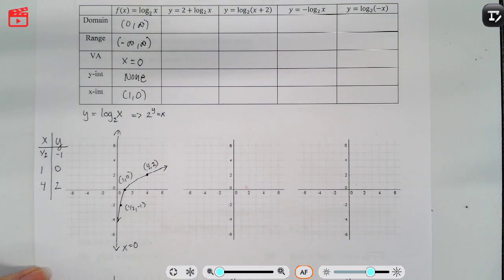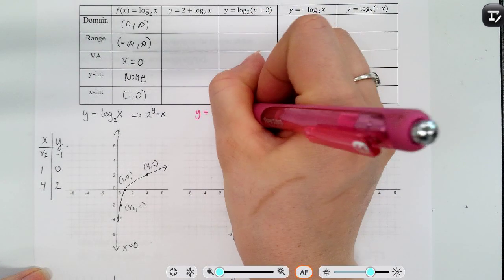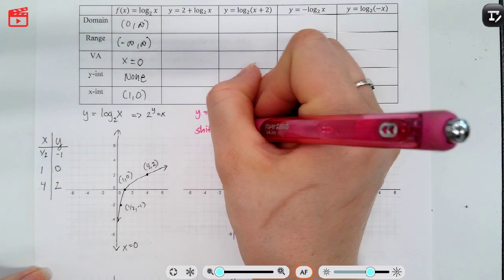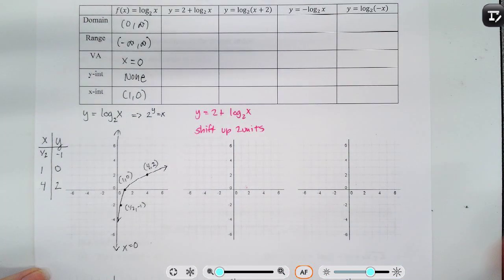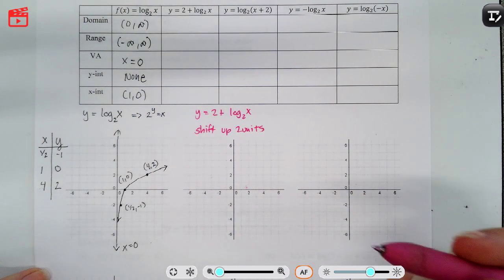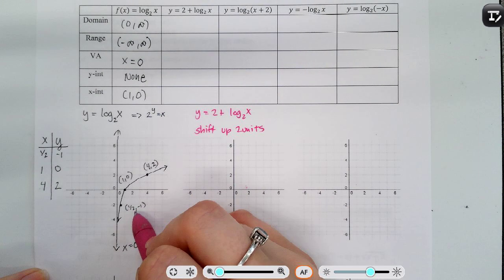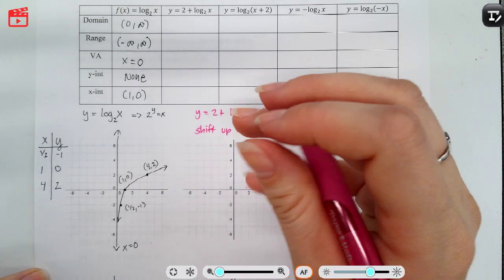All right, so let's go ahead and graph the next one. Y equals 2 plus log x. So what transformation is that? Well, that is going to be shifting up 2 units. So that means I'm going to add 2 to all of my y values. So adding 2 to this y value here is going to be half, positive 1.